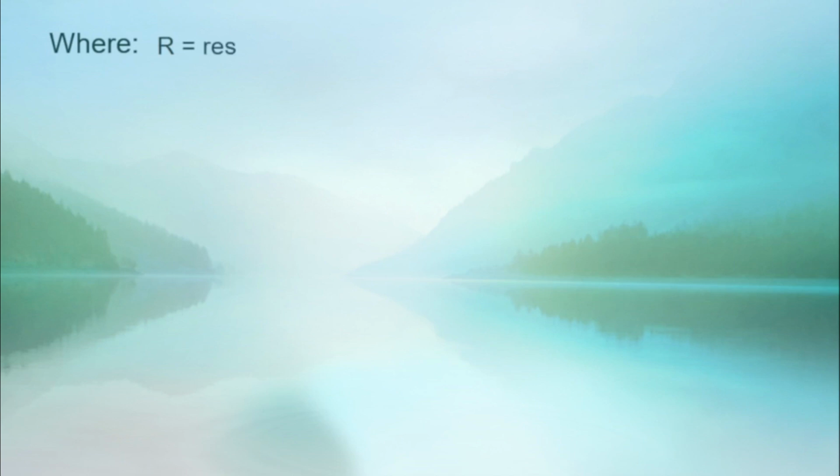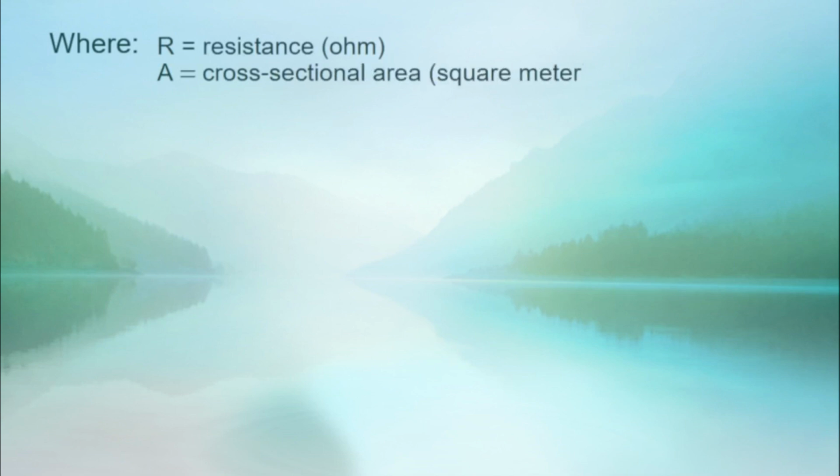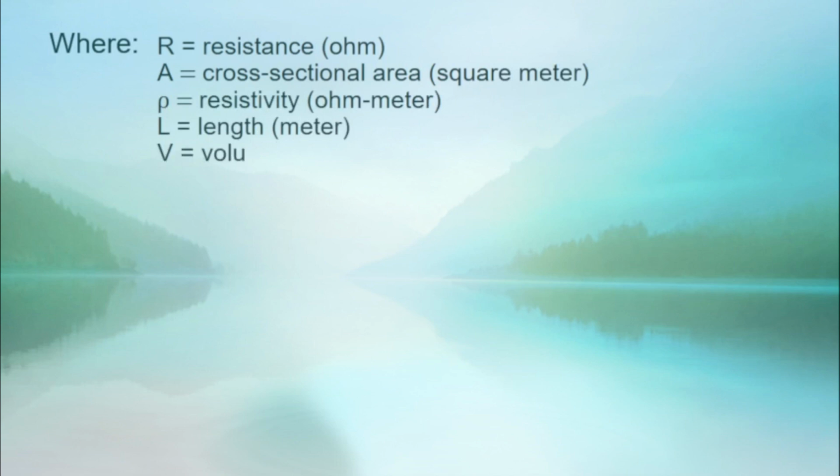Where R equals resistance in ohm, A equals cross-sectional area in square meter, rho equals resistivity in ohm meter, L equals length in meter, V equals volume in cubic meter.